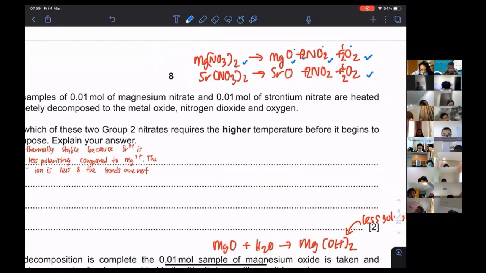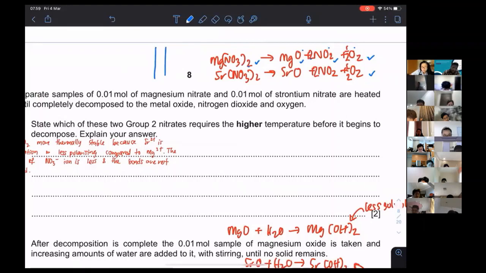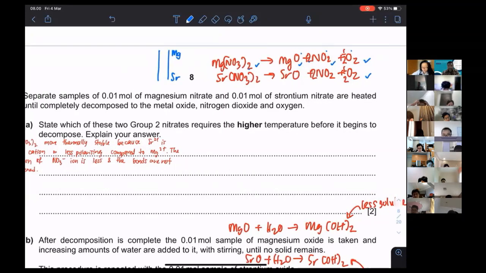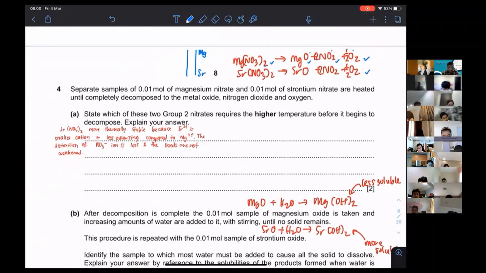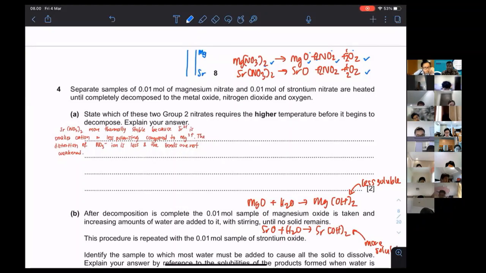Do remember, if you look at group 2, magnesium is at the top, strontium is at the bottom. That is going to help us roughly predict what will happen. If you look at nitrates and carbonates, as you go down the group, this one in AS we have learned, it is going to be more thermally stable. But in your A2 we have learned why, in your ion polarization chapter.